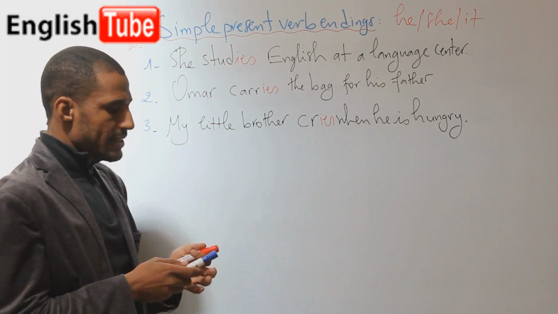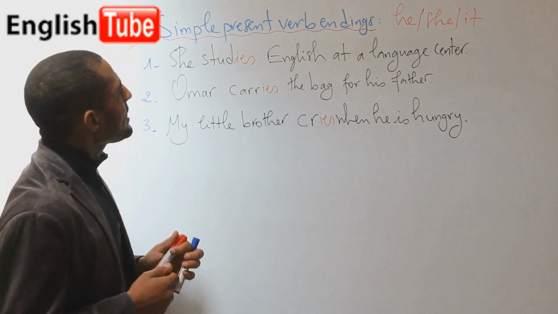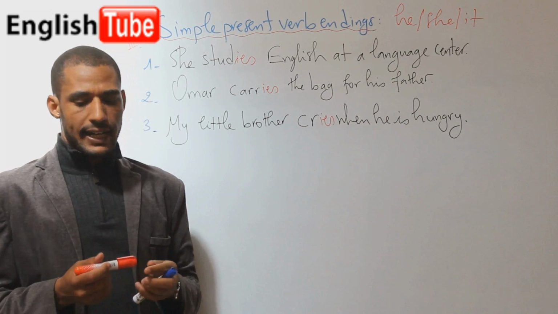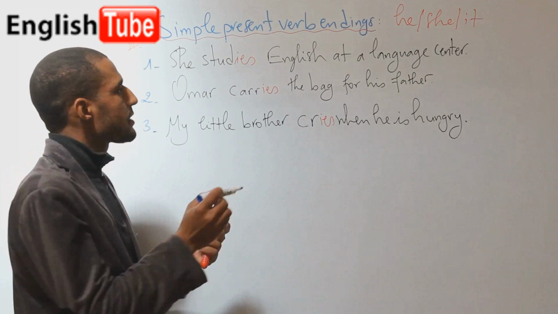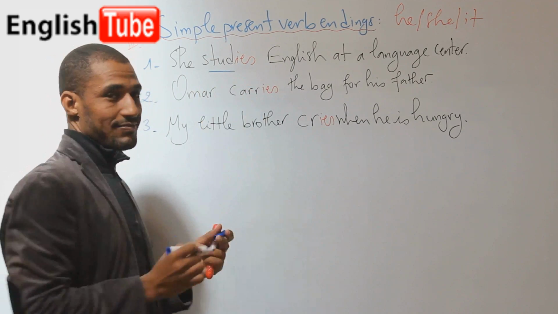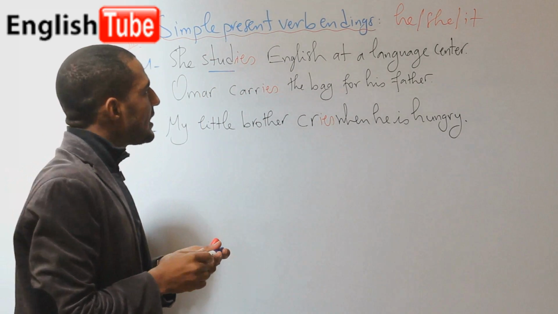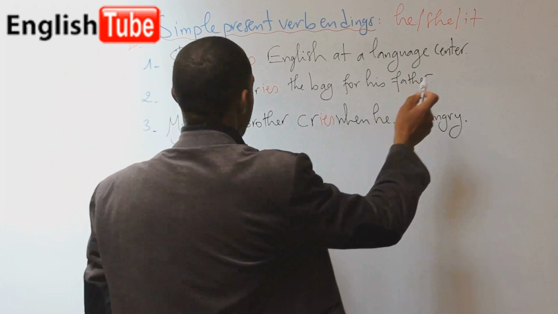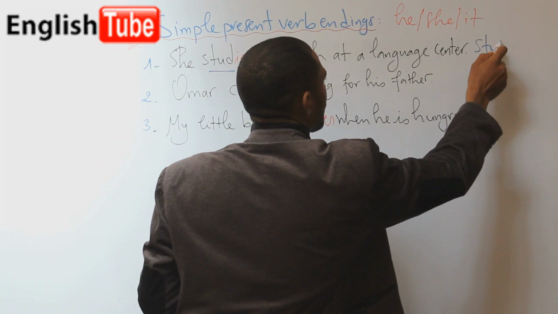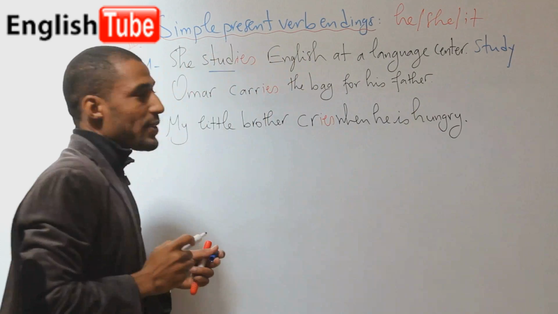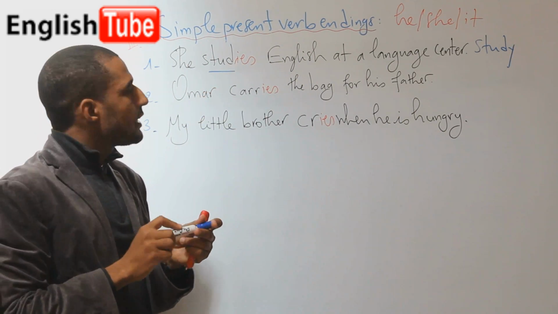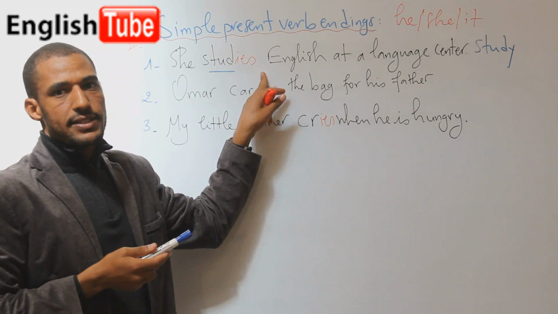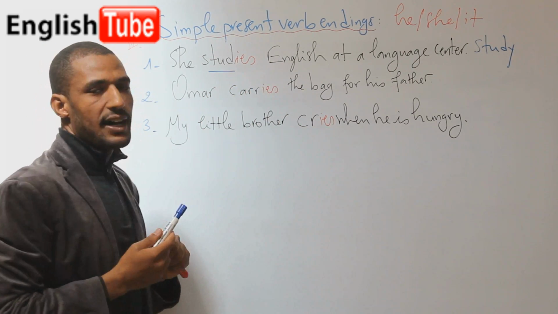Let's start with number 1. She studies English at a language center. Again, where is the verb root here? The verb root is not stat. It is study. This is the verb root. The root of the verb is originally study, and the verb ending here is IES. This is the third case, IES.